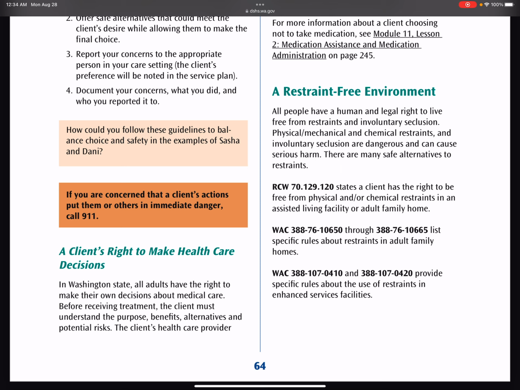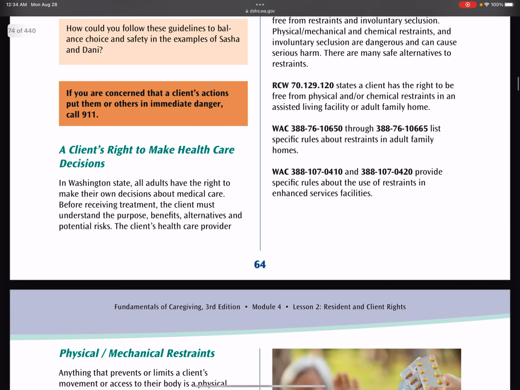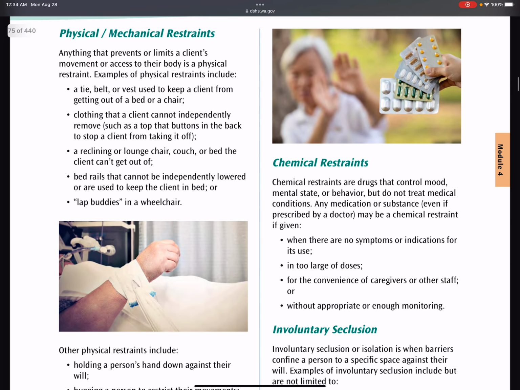What's a physical restraint? Anything that prevents or limits a client's movement or access to their body is a physical restraint. Example, a tie, belt, or vest used to keep a client from getting out of bed or a chair. Clothing that a client cannot independently remove. Some examples.